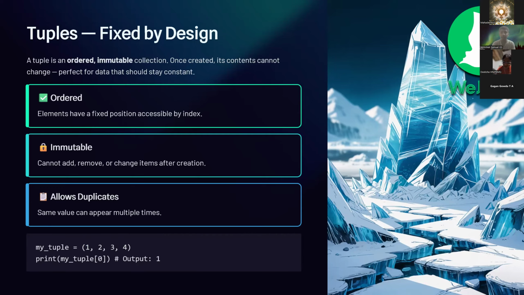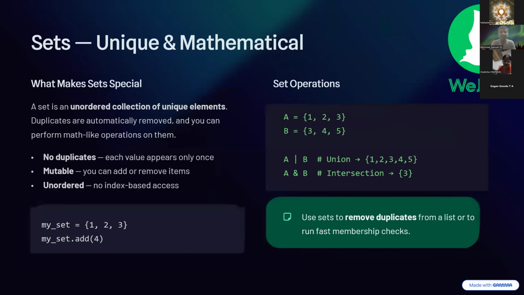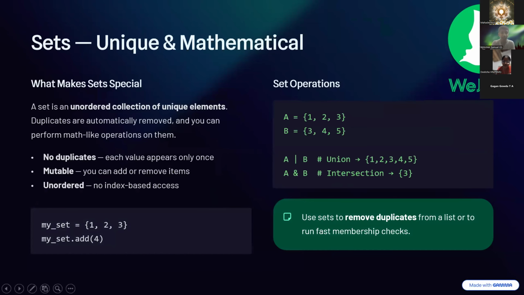Next we have sets. Sets are a collection of unique elements. It's an unordered collection of unique elements, where duplicates are restricted. Duplicates are like an enemy for sets. You cannot have any duplicates in it. It's mutable. You can add, remove and so on.